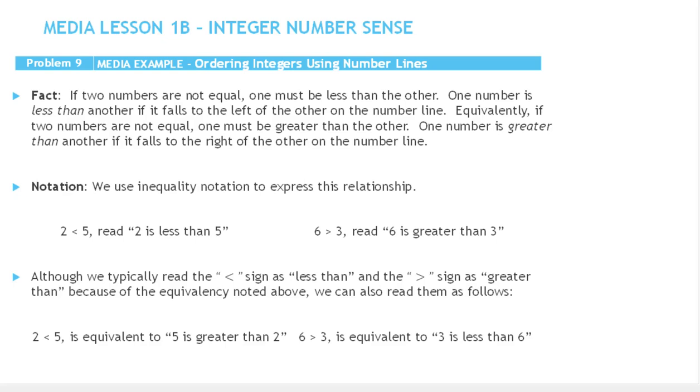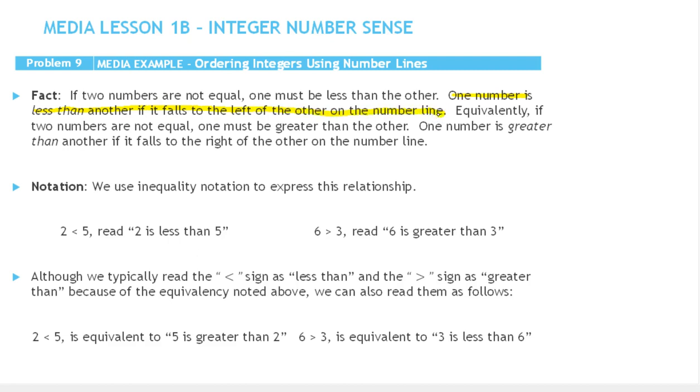In this video, we're going to look at ordering integers using number lines, and we're also going to learn about inequality notation. So let's start by looking at some of these facts, notations, definitions. This is a fact that you're probably very familiar with, even though you probably don't think of it much. If two numbers are not equal, one must be less than the other. One number is less than another if it falls to the left of the other on the number line.